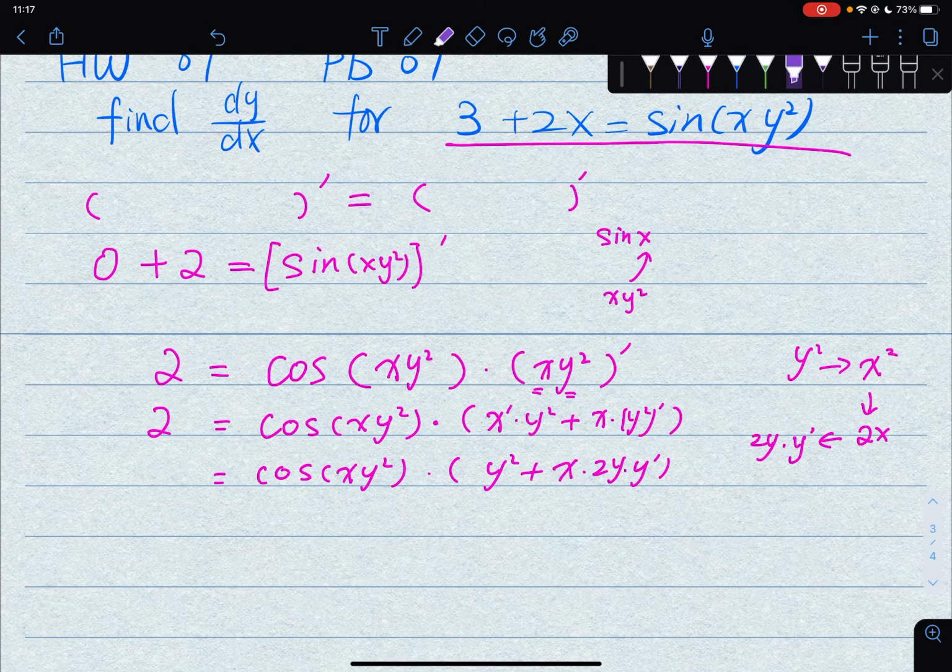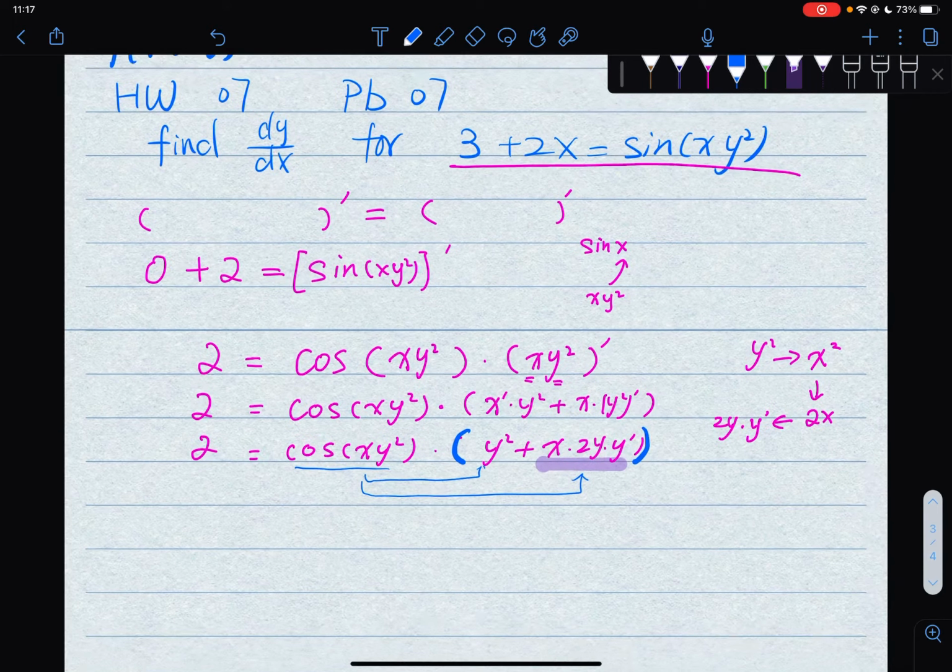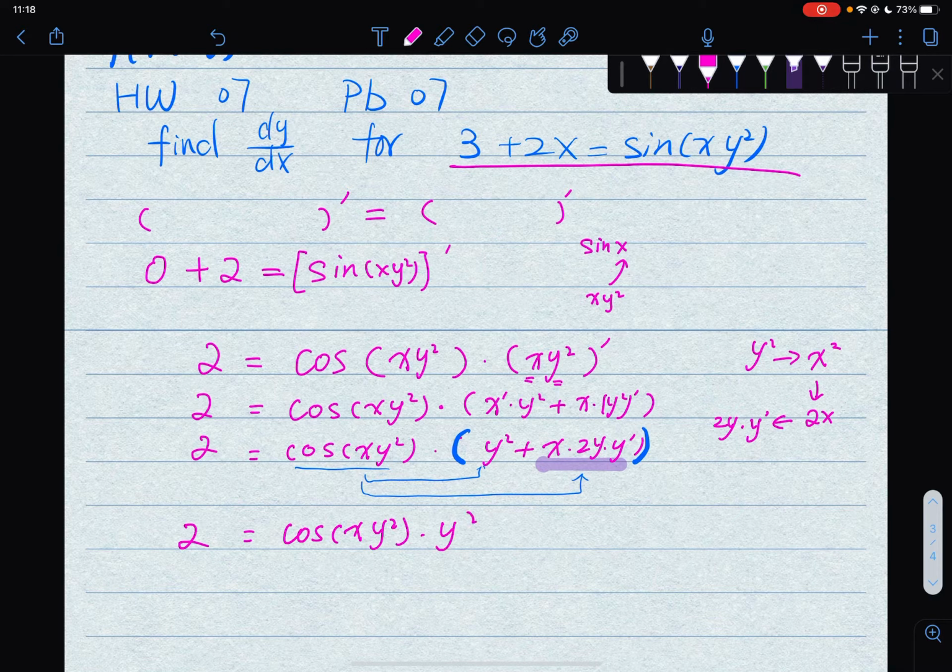If you look at the structure, you realize there's only one term that's y prime related. So you want to single it out on one side and put everything else on the other side. But unfortunately, it's inside the parentheses, so you can't just move it around as you wish. So you are going to distribute the coefficient outside before you have the freedom of shuffling things around. So cosine xy squared times y squared plus cosine of xy squared times 2xy times y prime. Now this is the only term with y prime, so you're going to move it to the other side.